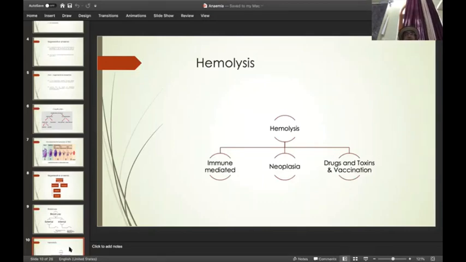Now coming to the most important, hemolysis. This hemolysis is immune mediated, or it may be a neoplastic condition, or it may be drug induced, or induced by some of the toxins, or sometimes just after vaccination. So this hemolysis problem is again divided into parts.